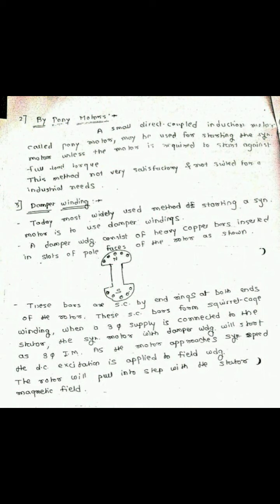When a three-phase supply is connected to the stator, the synchronous motor with damper winding will start as a three-phase induction motor. As the rotor approaches synchronous speed, the DC excitation is applied to the field winding. The rotor will pull into step with the stator magnetic field.